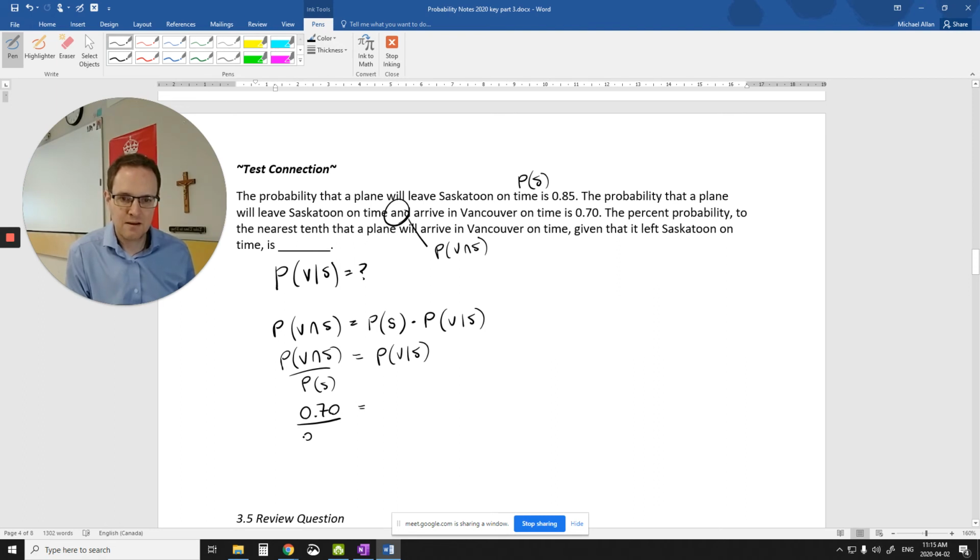Okay? So divide that by 0.85. Divide those two numbers and you get 0.824. So that's the probability that it'll arrive in Vancouver on time if it's left Saskatoon on time already.